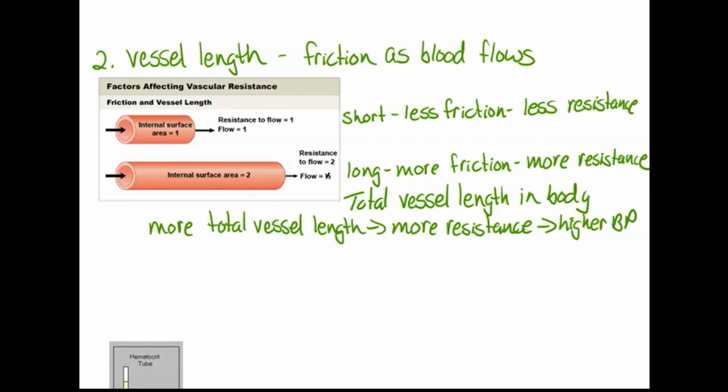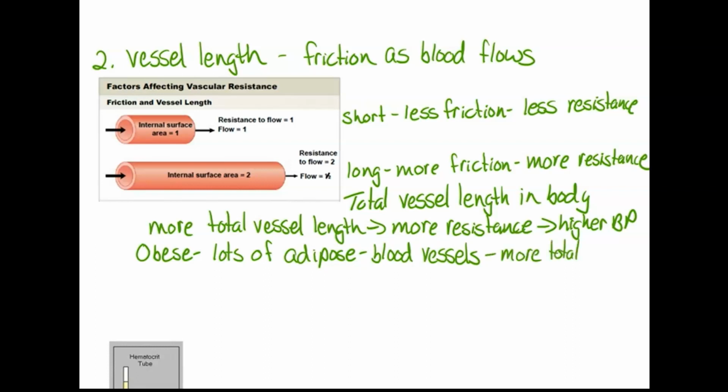This is why there's a relationship between weight and blood pressure. Obesity and blood pressure often go together. If you are obese, you have a lot of adipose tissue. All that adipose tissue has blood vessels to it. Having lots of adipose tissue means you have a lot more total blood vessel length. And the more total blood vessel length you have, the higher your resistance and higher your blood pressure.